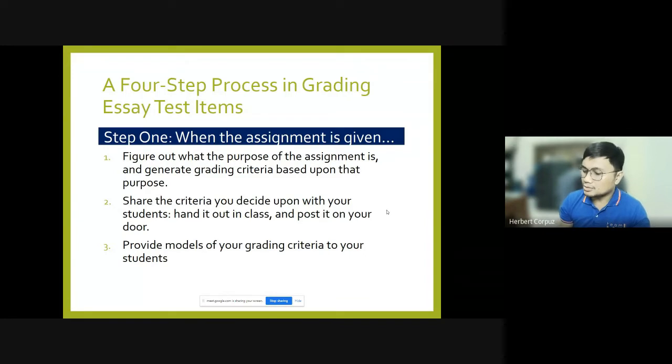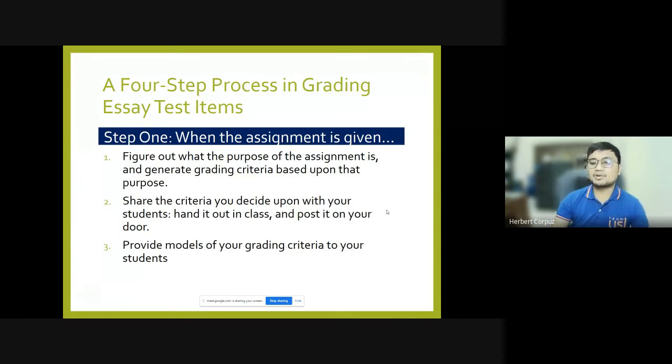Because what we are going to measure is the achievement of the learning outcome. Hence, the rubric that we use to score or the criteria that we use to assign score to a certain response on an essay item have to be based on the learning outcome the essay test type is intended for. Number two, share the criteria you decide upon with your students. So after developing the criteria, that has to be explained to your students. It's either you give them a copy or post it on the door of your classroom, or you have to explain it to them. Do not forget to explain the criteria.